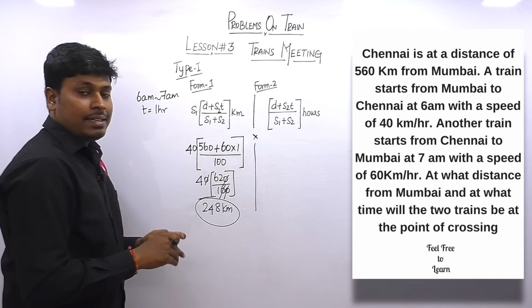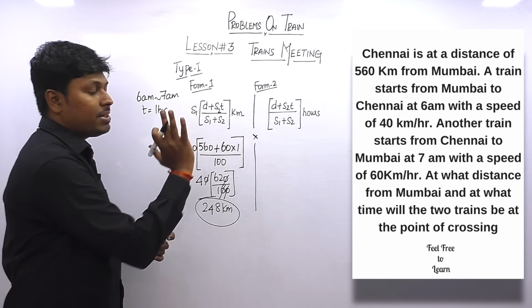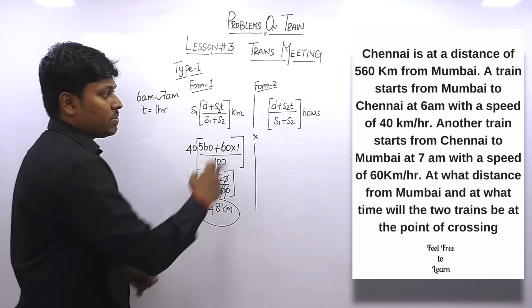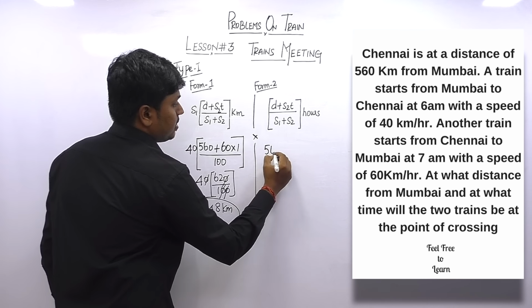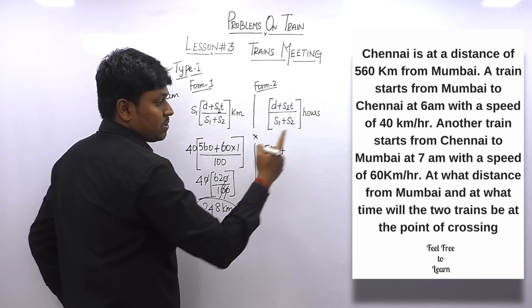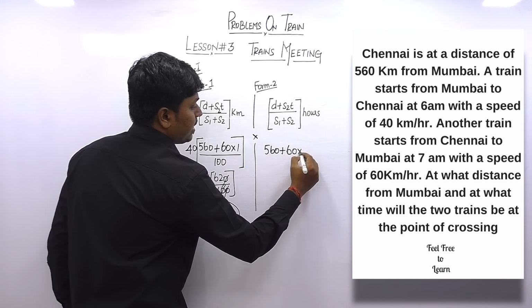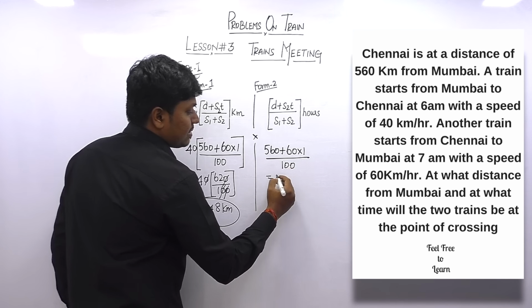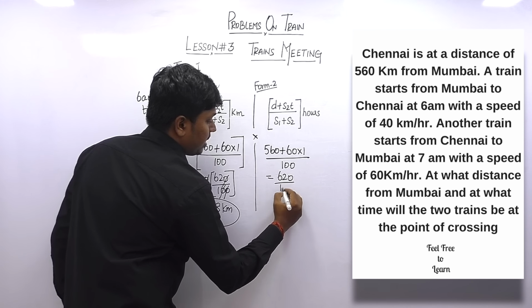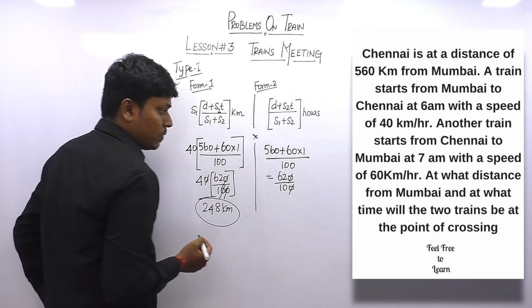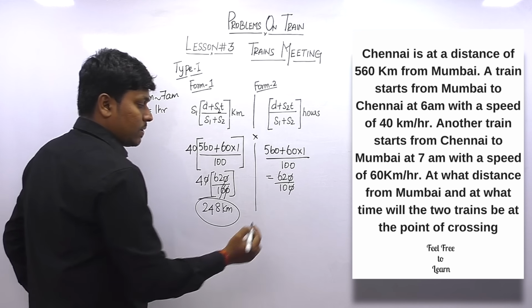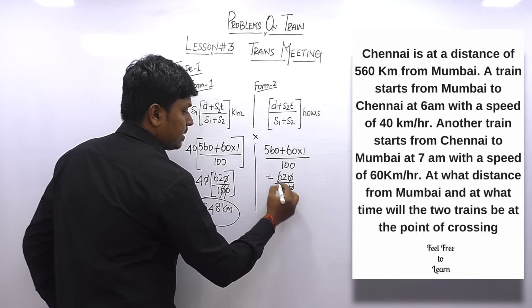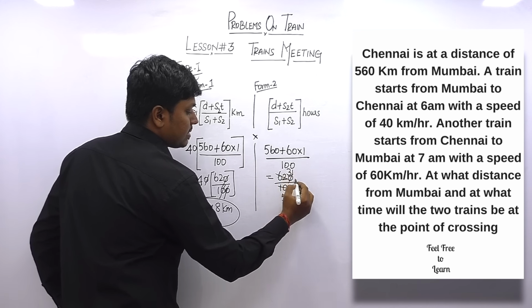And also they are asking a timing, right? You can directly apply similarly all the values in formula number 2. So distance will be 560. So 560 plus S2. So speed 2 will be 60 and the time taken will be 1, divided by total, that is 100. So 560 plus 60 will be 620 divided by 100. You can cancel 0 and 0. I think you can cancel this on 2 table, 5 2s are 10, cancel this on 2 table, 3 2s are 6, 31.